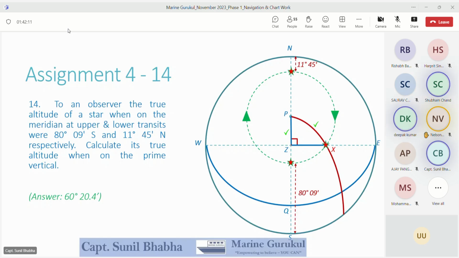Sir, ZX will be 90 degrees, right sir, in Napier's rule ZX 90 degrees. ZX is not 90, beta. Angle Z is 90. Okay sir, angle Z, okay. Angle Z is 90. ZX is a side, so that will be certainly less than 90.